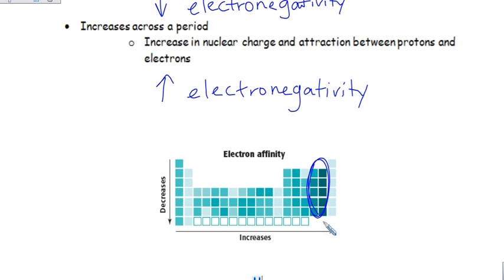I have an affinity for chocolate. I really like chocolate. These atoms have an affinity for electrons. They really want them. So when they do gain the electron, they'll release energy.